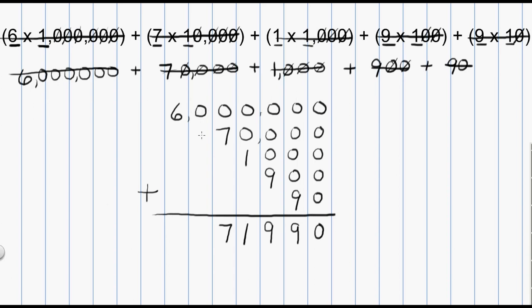Here I have a 0. I have nothing else in the column to add to it, so just bring it on down. And the same with my 6. There's nothing to add to this 6, so it just comes straight on down. So this number, written in its standard form, is 6,071,990.